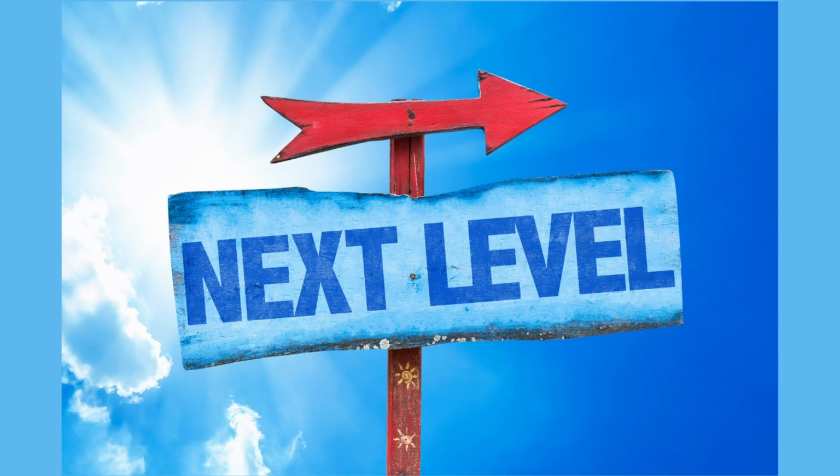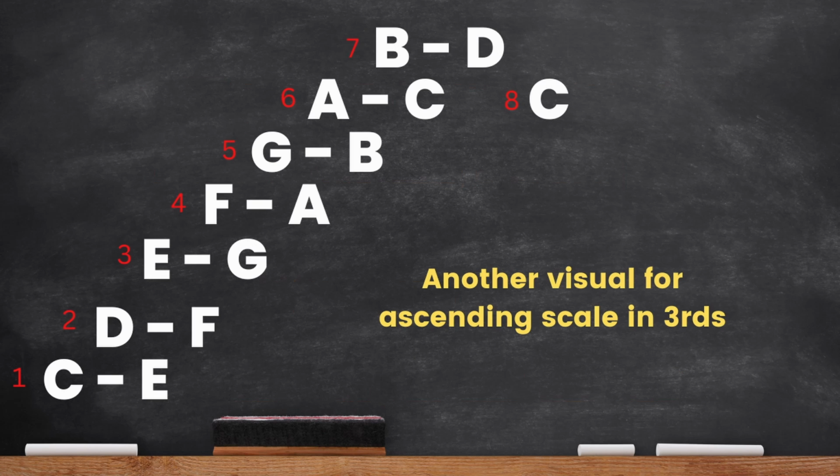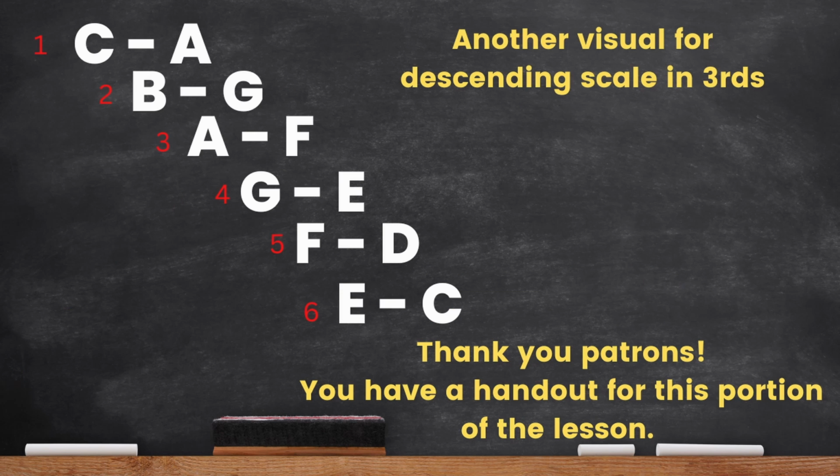Are you ready to level up your playing? Let's play our scales and play them up and down in thirds. Here's a pattern for a C scale using thirds. Here's another look at it, and I will go ahead and play it for you. C, E, D, F, E, G, F, A, G, B, A, C, B, D, C. And then we turn around and come down. C, A, B, G, A, F, G, E, F, D, E, C.